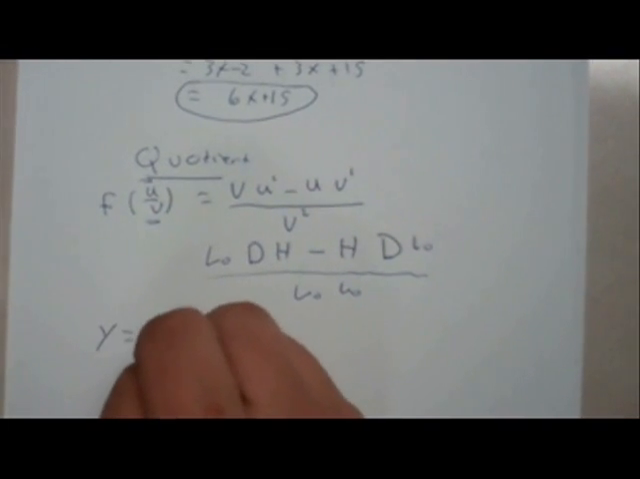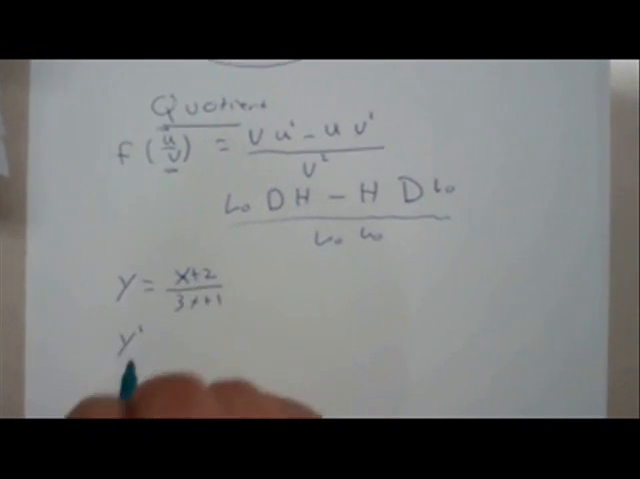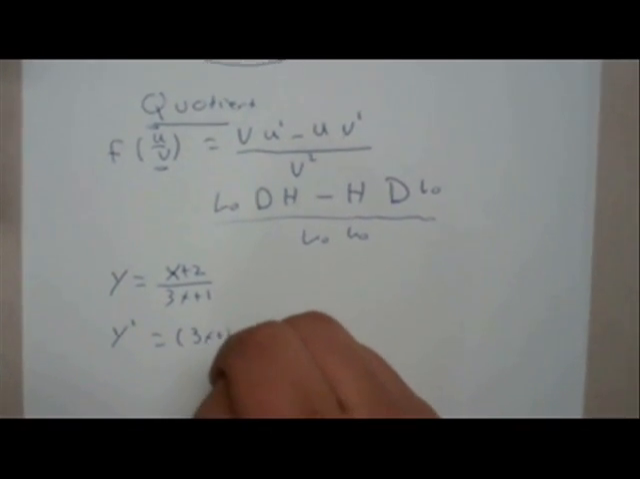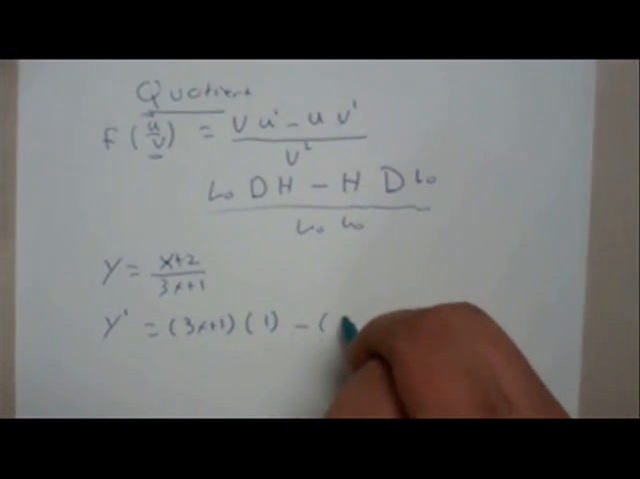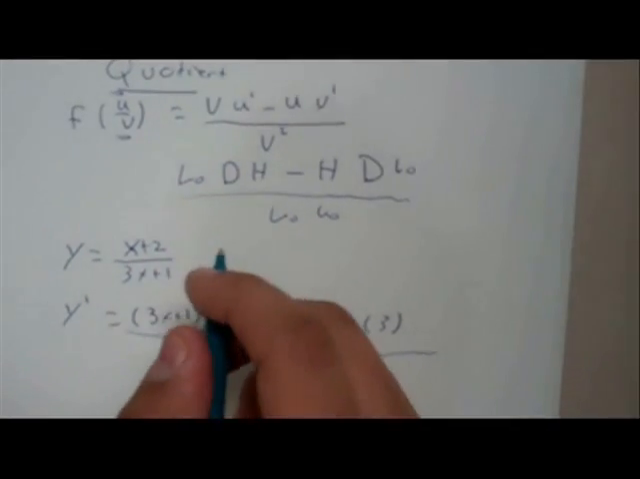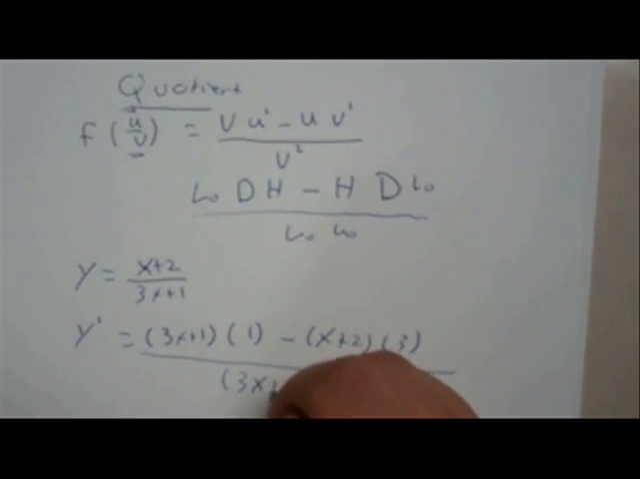A quick example of the quotient rule in use would be if the function reads y equals x plus 2 over 3x plus 1. So y prime, you're going to take low multiplied by the derivative of high, which is just going to be 1, and then subtract the high multiplied by the derivative of the low, which is just going to be 3, and then it's going to be over low low, which is 3x plus 1 squared.